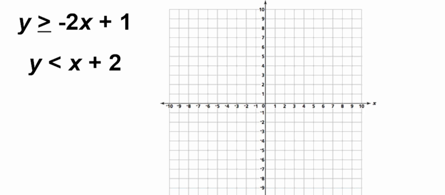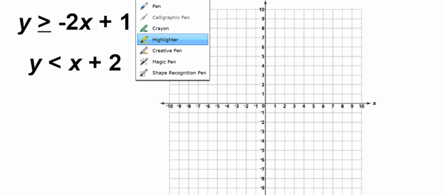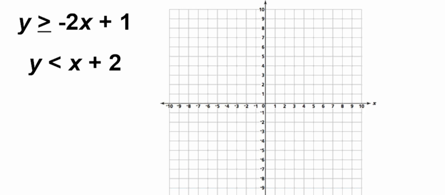I have y is greater than or equal to negative 2x plus 1, and y is less than x plus 2. So the first one, I'm going to go to 1. My slope is negative 2 over 1, so if I go up 2, I go to the left 1. Go down 2, I go to the right 1. And then it's going to be a solid line because you have an or equal to. Of course, use your straight edge on your paper.